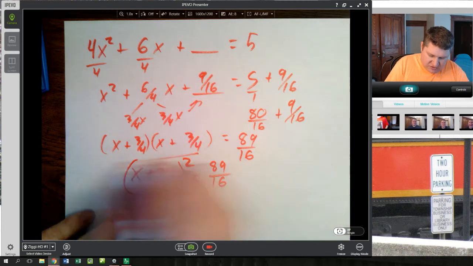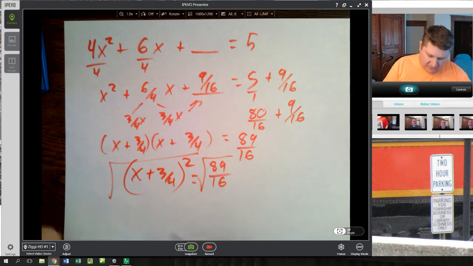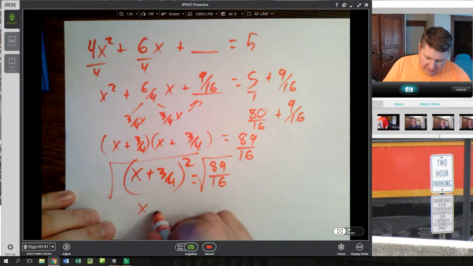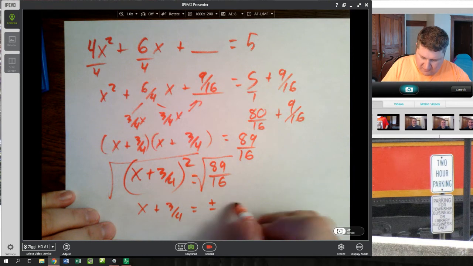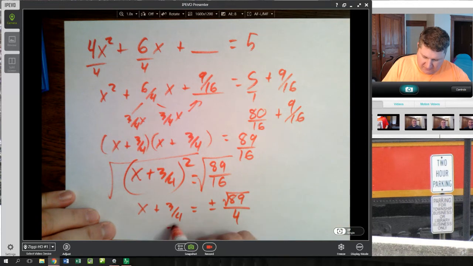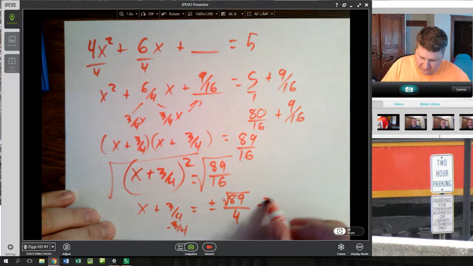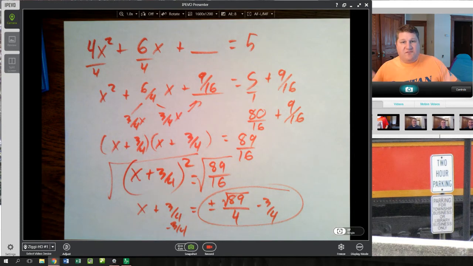And then, of course, you square root both sides. And now you have a square root of 89/16. So you have x plus 3 fourths equals plus or minus the square root of 89 over, now square root of 16 is 4, and then you subtract 3 fourths. At this point, you should have done the quadratic formula and made it easy on yourself.